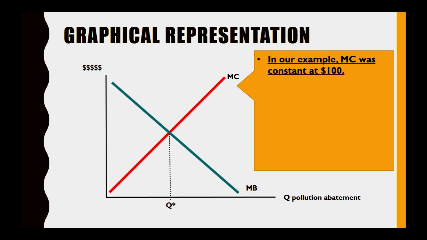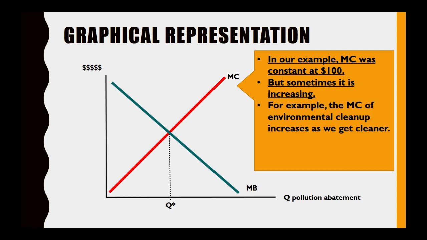Now, really quickly, let me leave you with this. Our example gave us a constant marginal cost. Do marginal costs have to be constant? No. Sometimes we can have marginal cost increasing. So if we were talking about environmental cleanup, we might see an increasing marginal cost. We'll look at some of those later.